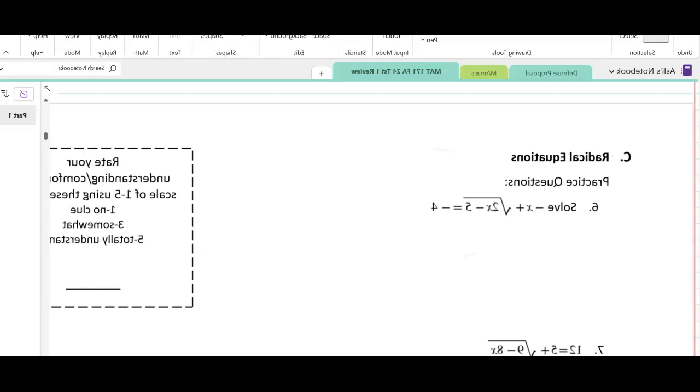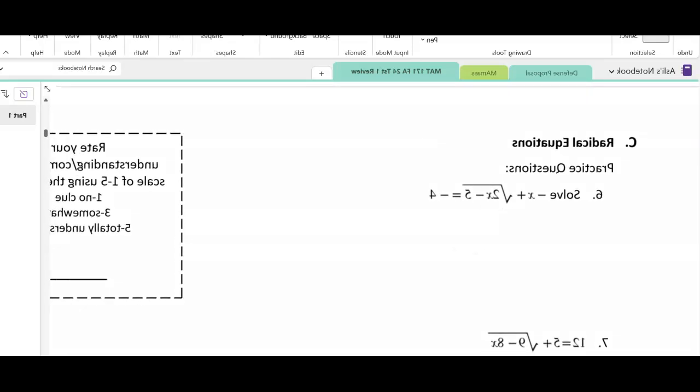Let's see. The other thing on 1.5 was solving radical equations. The technique is to leave the radical term alone, isolate the radical term. So I'm going to add x on both sides, and I will rewrite it here. Let's squeeze it in. Square root of 2x minus 5 will be equal to negative x plus 4. Now I can square both sides.